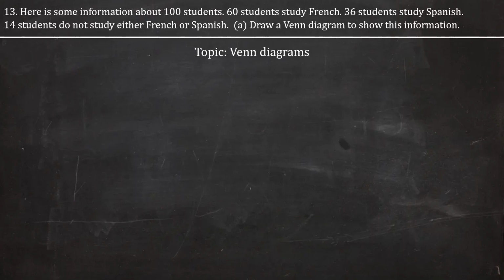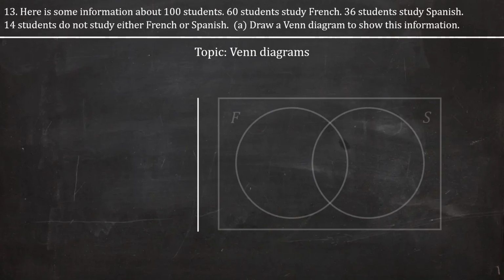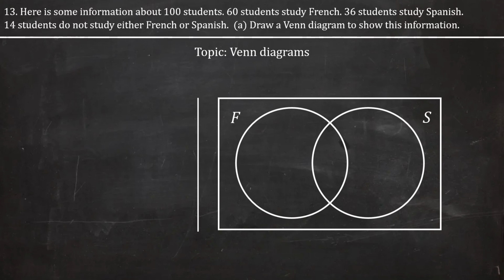Question 13 is a Venn diagram question. So first I'm going to do my Venn diagram over here. We have French, Spanish, and an intersection. I'm going to start with the students that don't study either.